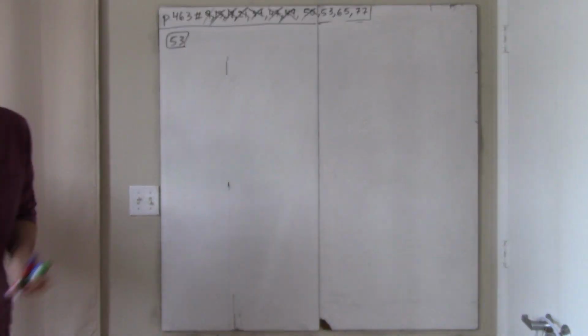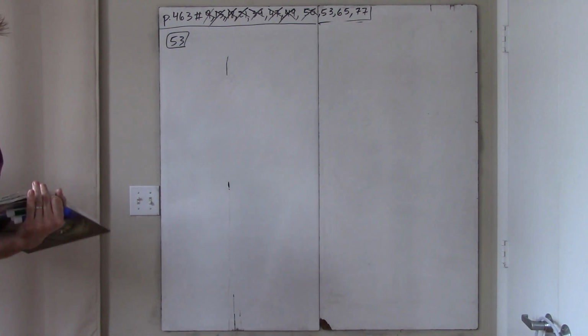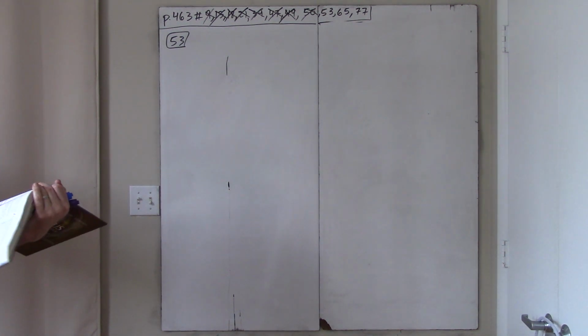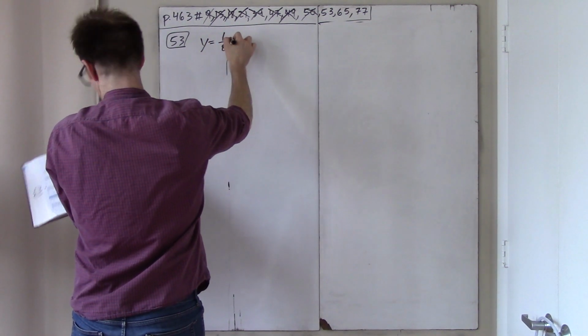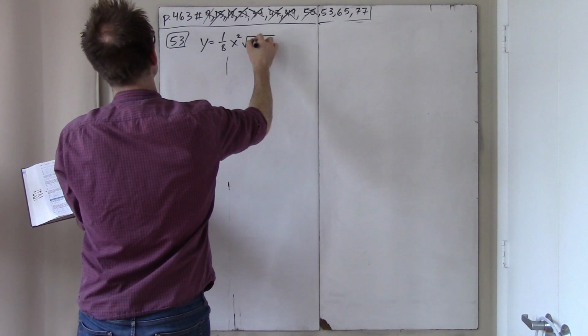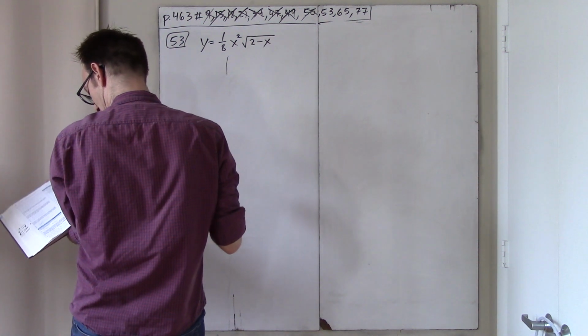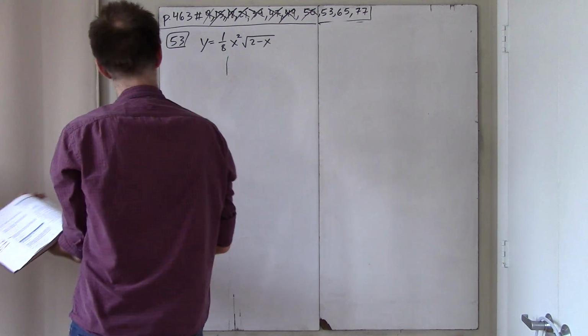So here we go. 53. Find the volume of a fuel tank. A tank on the wing of a jet aircraft is formed by revolving the region bounded by the graph of y equals 1/8 x squared root 2 minus x about the x-axis. Find the volume of the tank.